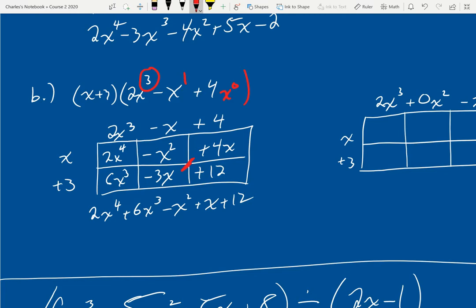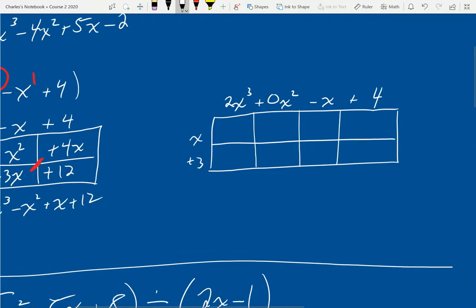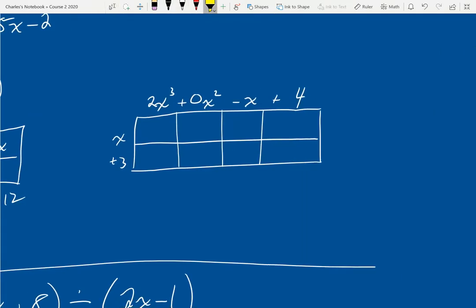When you write a polynomial in standard form, the exponents go in descending order. But if you leave one out with multiplication, and especially with division, you're going to miss a place in that structure. So one way I could have done that, if I wanted to, was just add in a little 0 place, and I would have 2x to the fourth, 6x cubed, 0x cubed, 0x squared, negative x squared, negative 3x, 4x, 12.